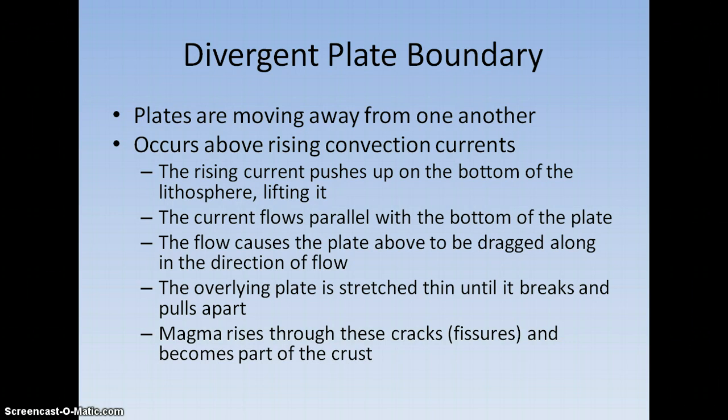The first one that we're going to talk about is divergent plate boundaries. Here the plates are moving away from one another. They occur above rising convection currents. The rising current pushes up on the bottom of the lithosphere, which is the layer of the asthenosphere and the crust, which consists of the moving plates. That is what the plates are called that move.